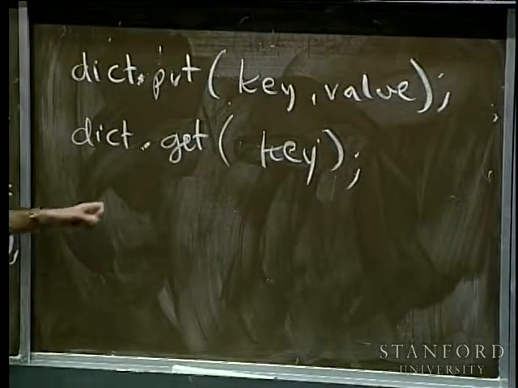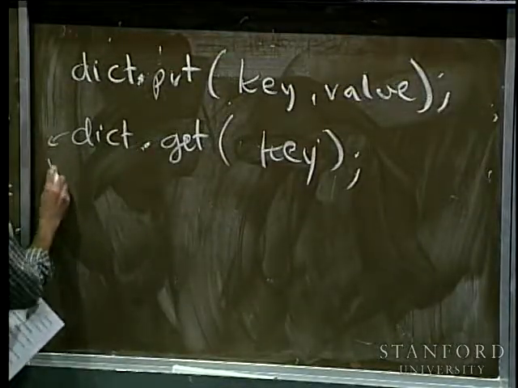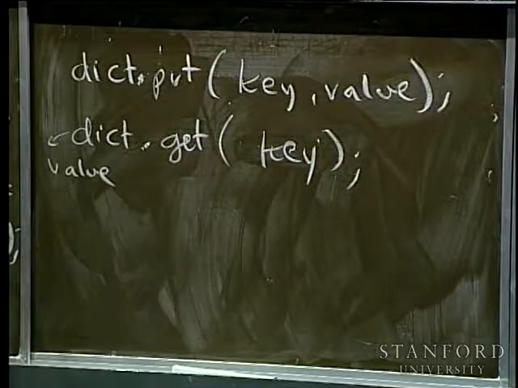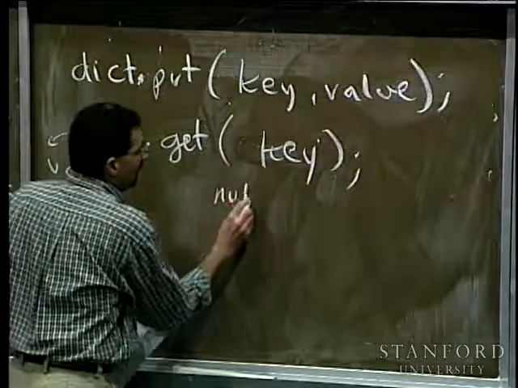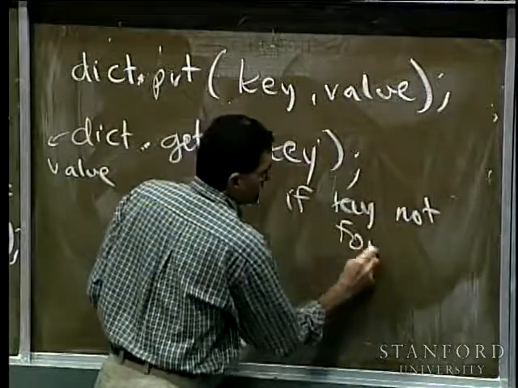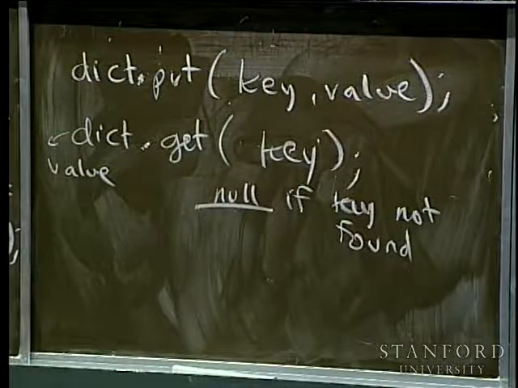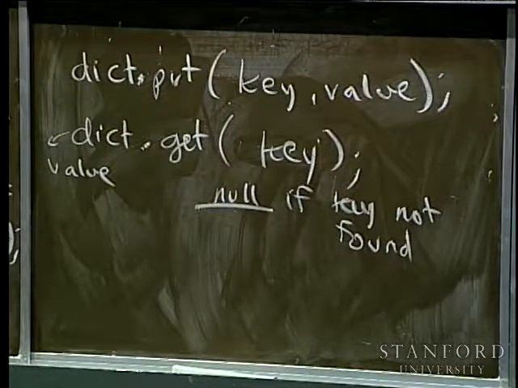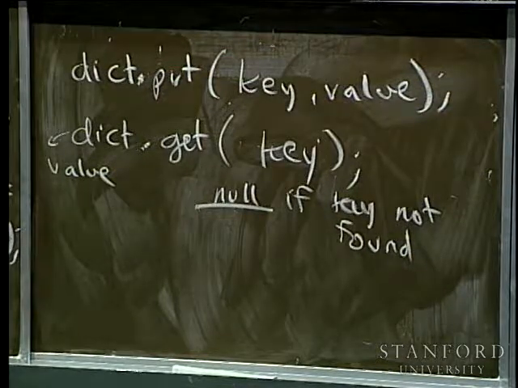So if this key exists in the hash map, it will return to you the corresponding value. If that key doesn't exist in the hash map, it gives you back null, if key not found. Okay? So that's the way you can determine whether this thing actually exists in my hash map or not. If I try to do a get on it and it's not there, I'm going to get back a null. Any questions about that?